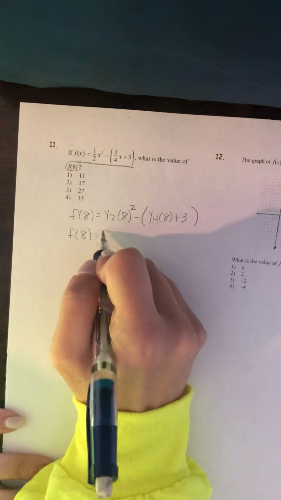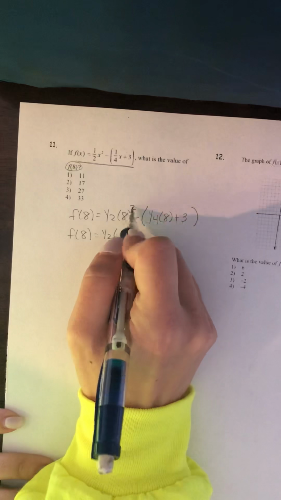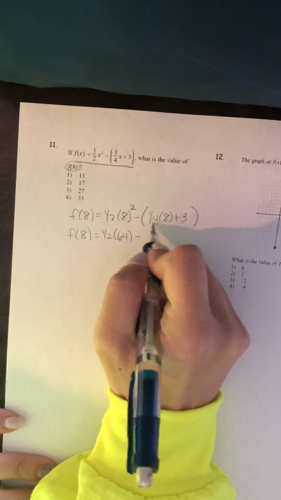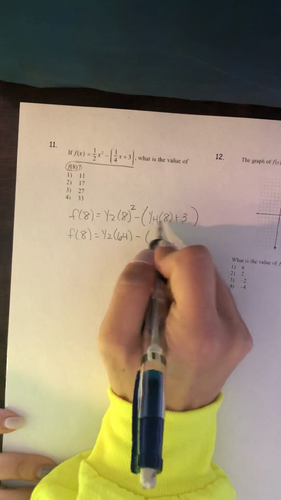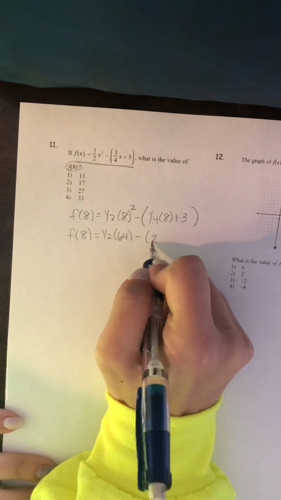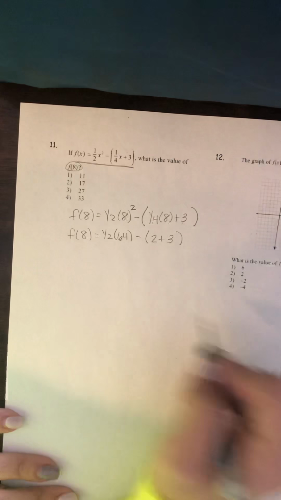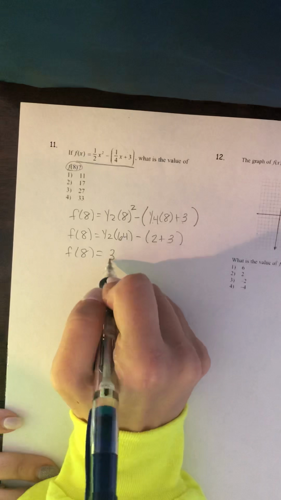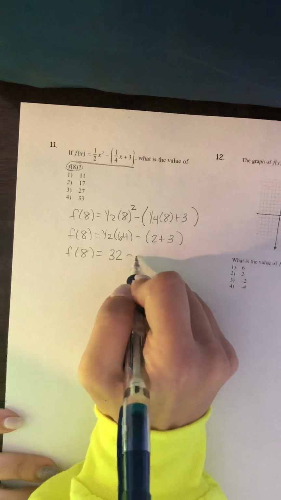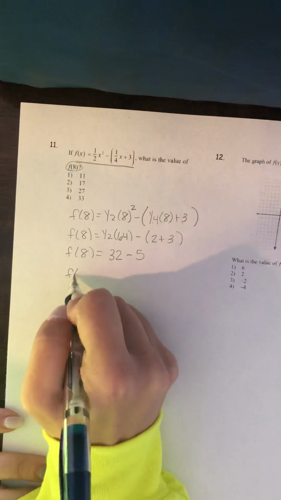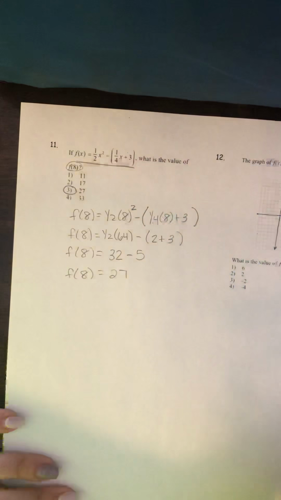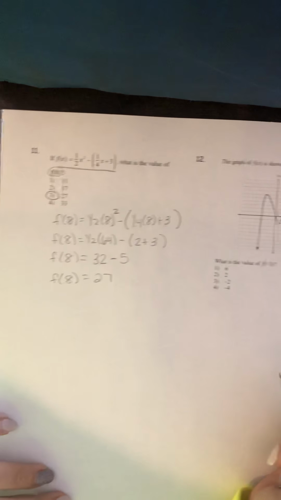Remember, exponents first, so I have 1/2, 8 squared is 64. I'm going to multiply these two together first, so 8 times 1/4 is 2 plus 3. Now I can do half of 64 is 32. 3 plus 2 is 5. 32 minus 5 is 27, so it's choice 3.